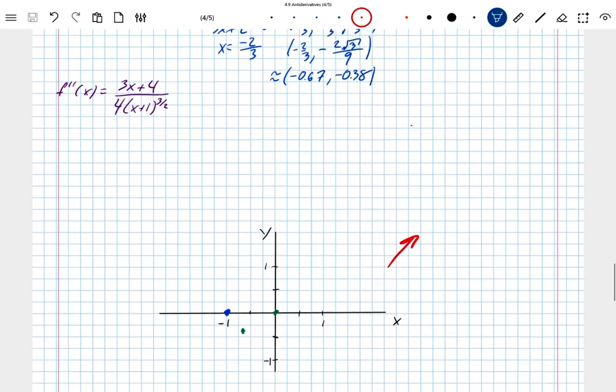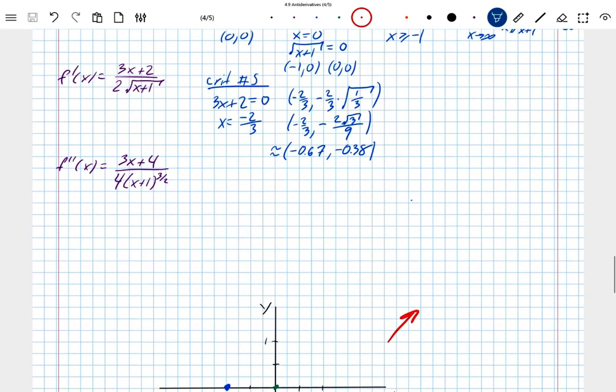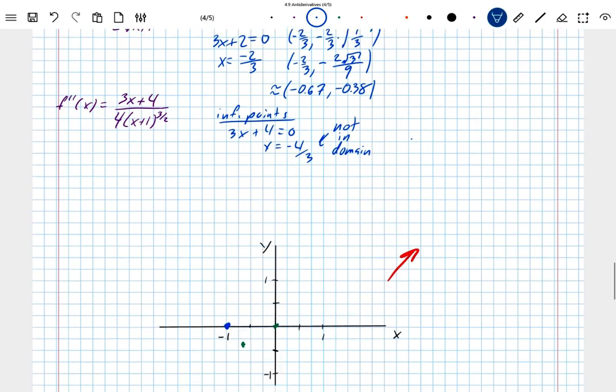Maybe I should check for concavity before trying to sketch this in and say, okay, where is my second derivative 0? So if I'm looking for inflection points, that's where my concavity might change. And the first thing I'd want to do is say, where is my second derivative 0? If I solve that, I get, looks like negative 4 over 3 equals x. And I might be tempted to plot that, but by the way, this is not in my domain. That is less than negative 1, so actually I don't have any inflection points.